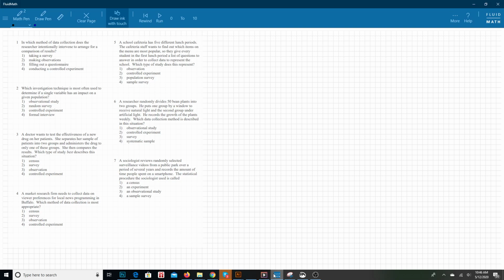So 5 says a school cafeteria has 5 different lunch periods. The cafeteria staff wants to find out which item on the menu is most popular. So they give every student in the first lunch period a list of questions to answer in order to collect data to represent the school. Which type of study does this represent? So what type of study do you think that represents?